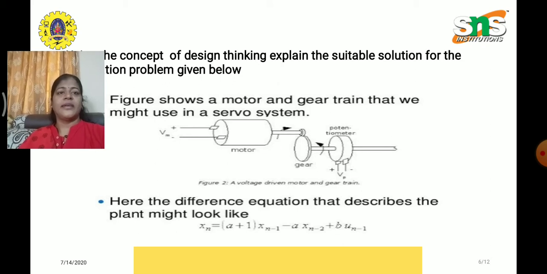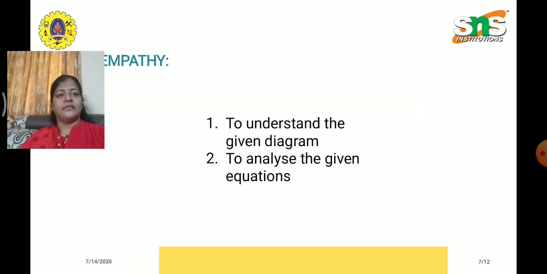Here the figure shows a motor and gear train that we might use in a servo system. That is, motor given, gear given, and here the difference equation that describes the plant might look like x(n) equal to (a plus 1) x(n minus 1), which is for the motor, minus a x(n minus 2), which is for the gear, plus b u(n minus 1), which is for the potentiometer. Empathy. To understand the given problem, to analyze the given equation.